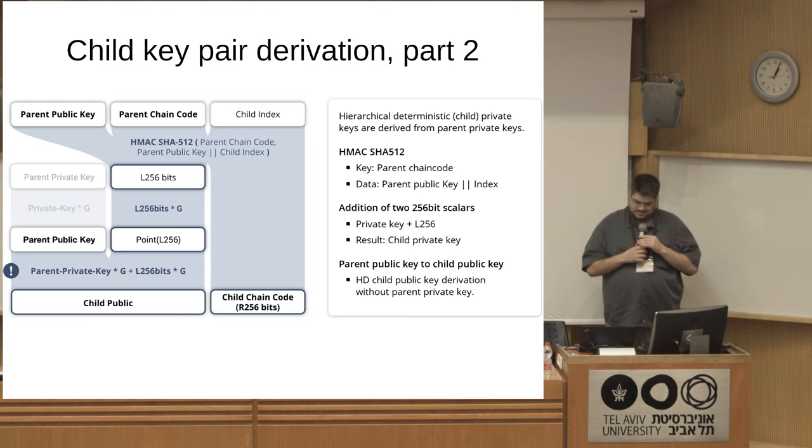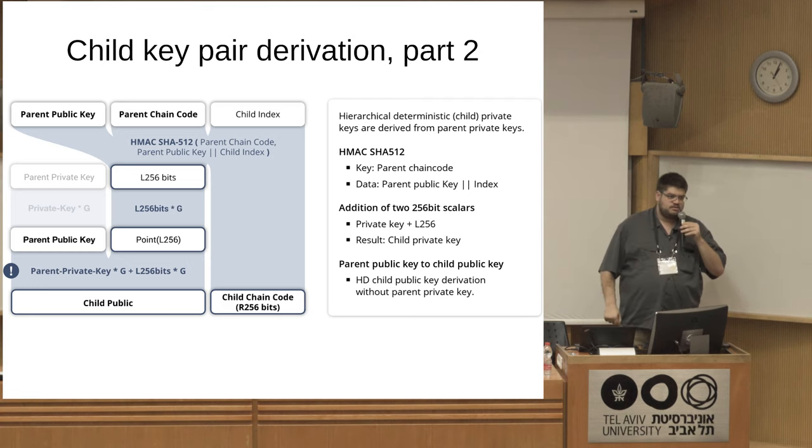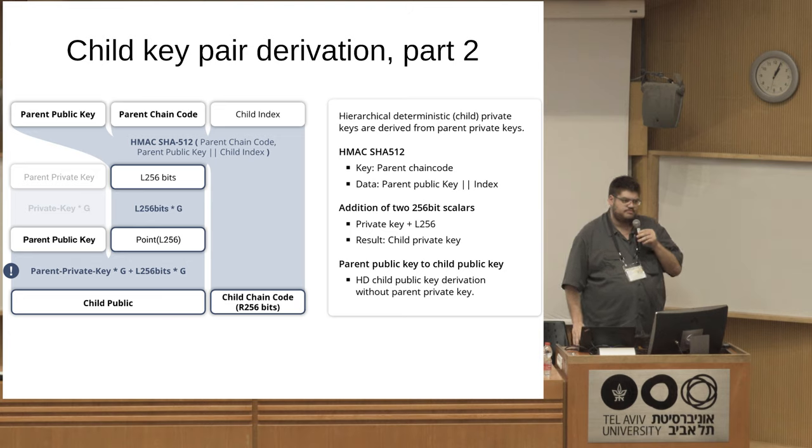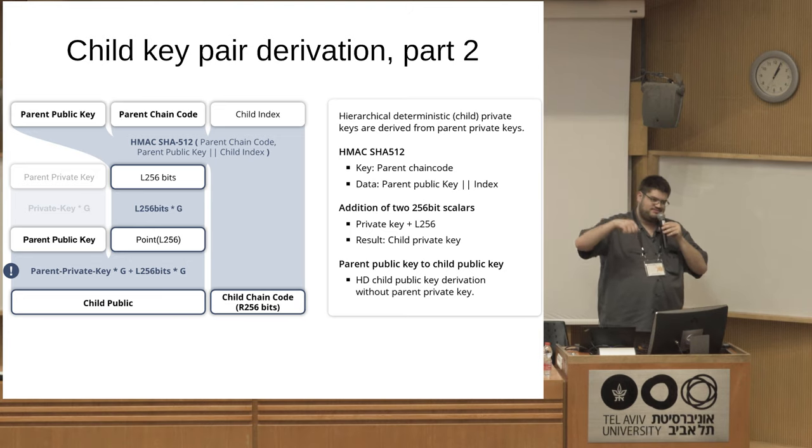So essentially you keep propagating down this information, splitting it up into leftmost 256 bits and rightmost 256 bits to get to each level of the BIP32 tree. The reverse? Oh. I actually don't have a slide for that one, no. I only have slides for deriving downward.